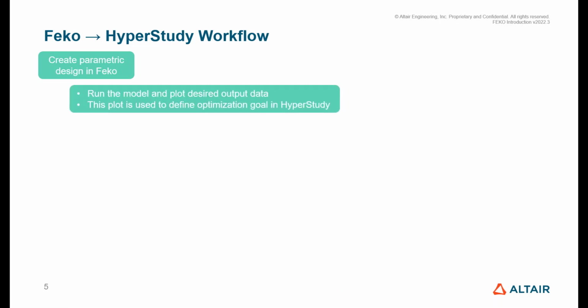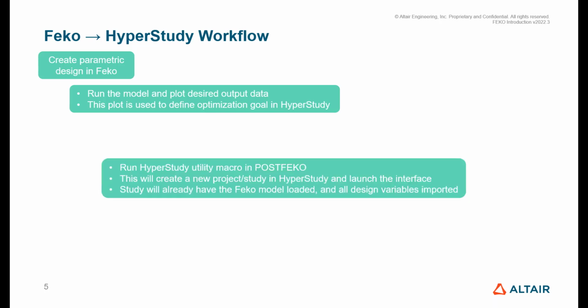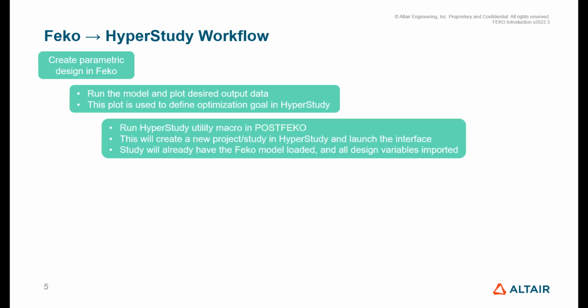The basic workflow between Feko and HyperStudy starts with creating a parametric design in Feko. Once the initial design is created, we run the model and plot the desired output data, which is used to define the optimization goal in HyperStudy. HyperStudy is then launched by running the macro in post-Feko, which automatically creates a new study by loading the Feko model and all the design variables.